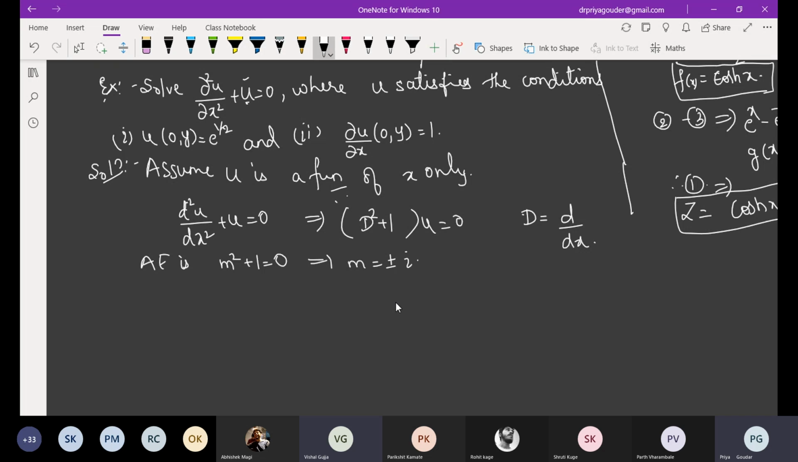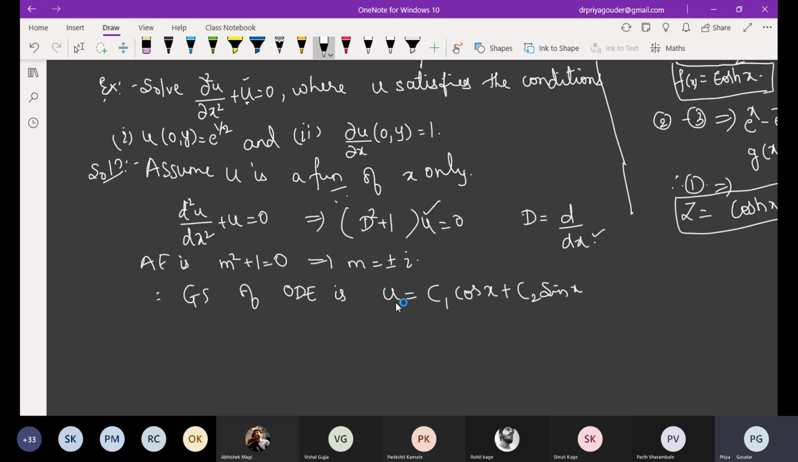So complex roots means the general solution of ODE is, how do I have to write? u is equal to, how to write for plus or minus i? C1 cos x plus C2 sin x. Very good. So u should be written as a function of x in the beginning. Now, you know the line, what to be written.